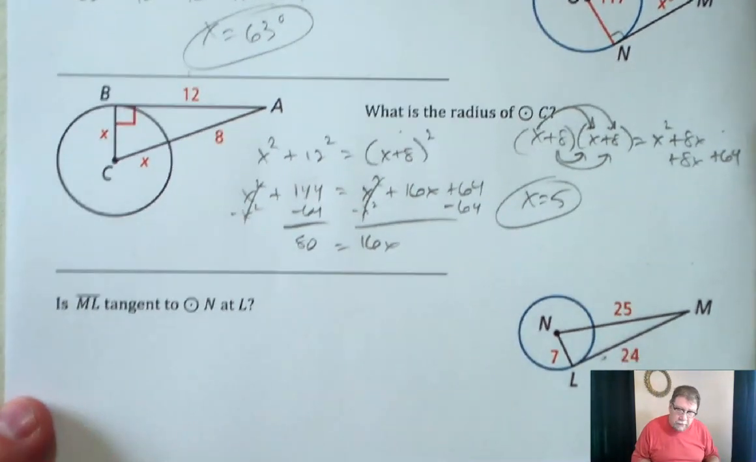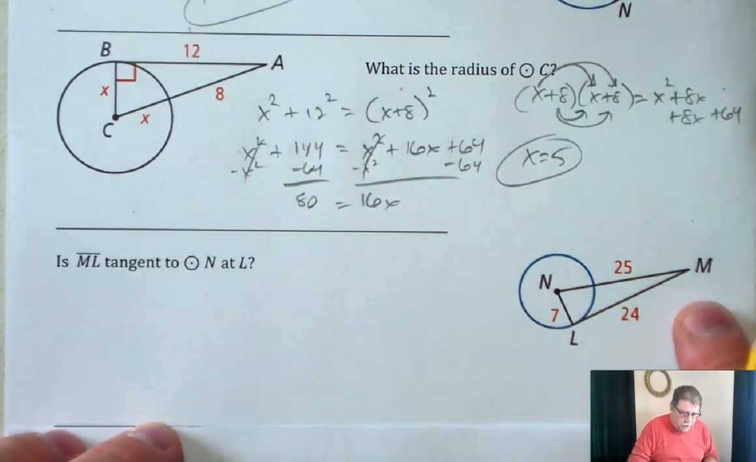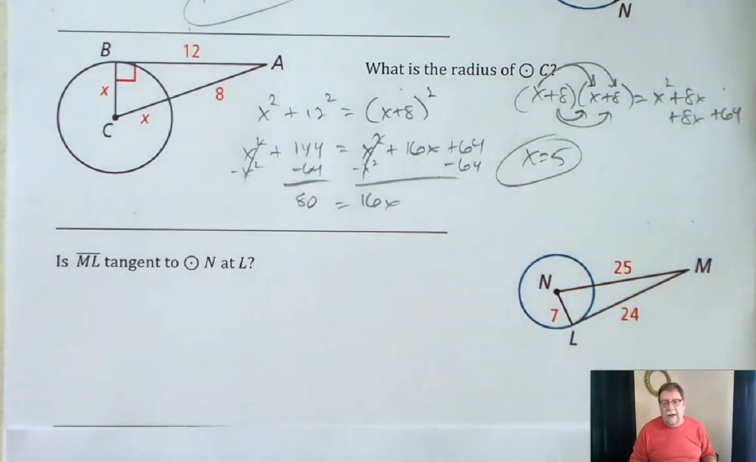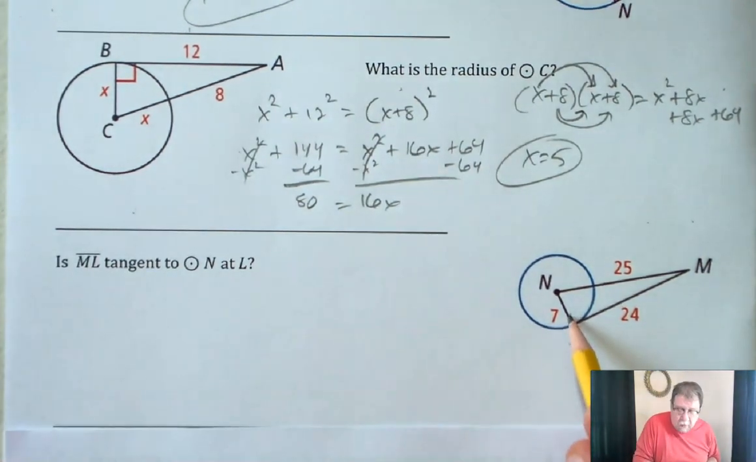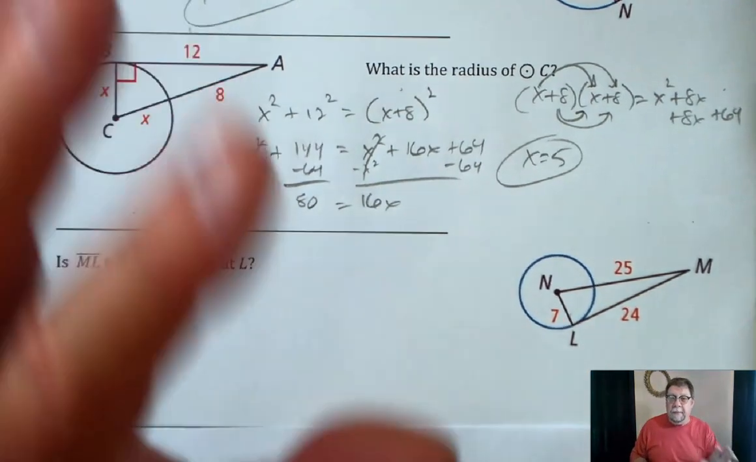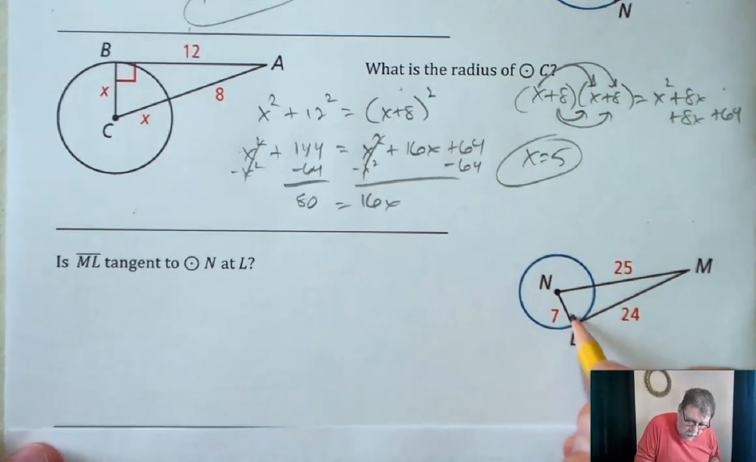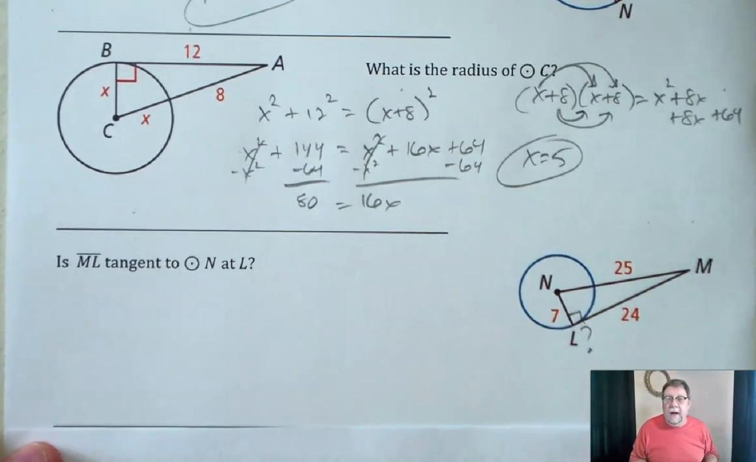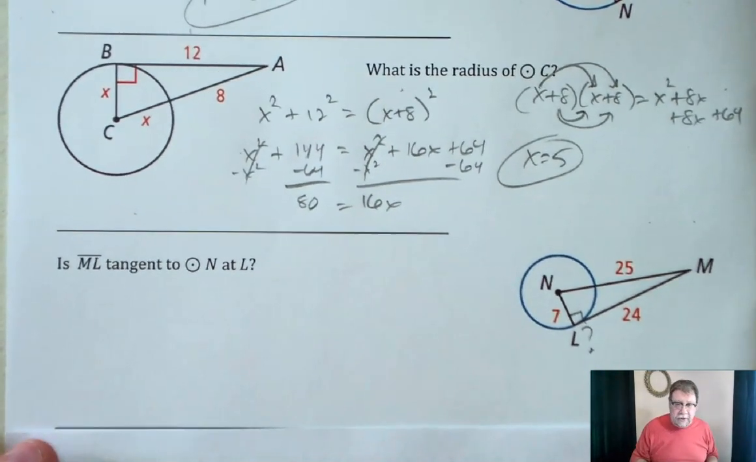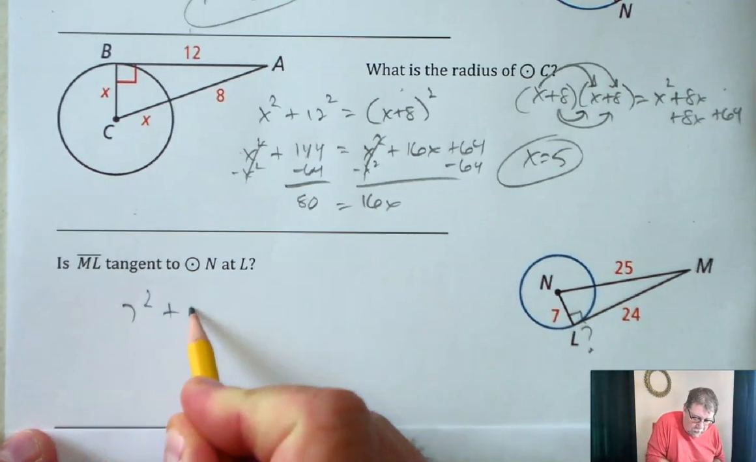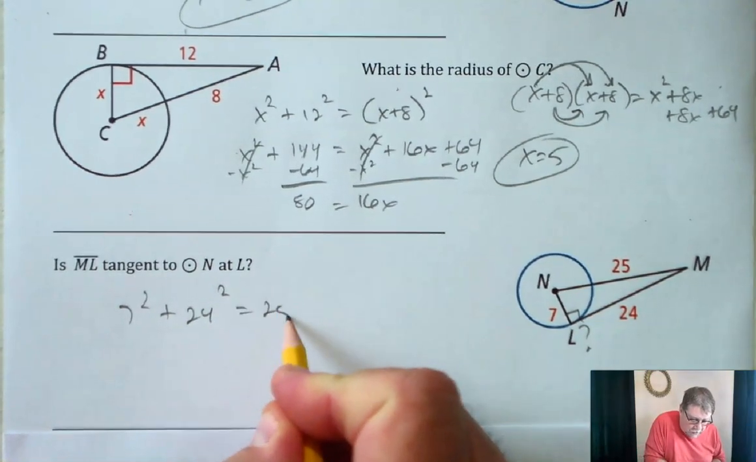Last but not least, it's related to this question: is ML tangent to circle N at L? We're going to check and see if this is perpendicular. So the question is, is it perpendicular? If the Pythagorean theorem holds true, then yes, it's perpendicular. So the question is, is that a right angle? So let's set up the Pythagorean theorem and see if it's a true statement. We have 7 squared plus 24 squared, those are the legs, and 25 would be the hypotenuse.